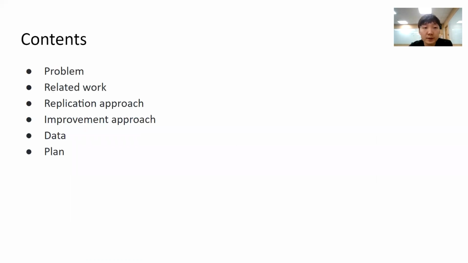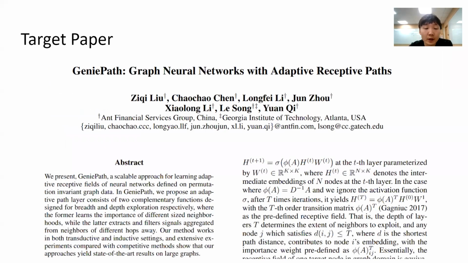This is a content list of our presentation. In our proposal, we will talk about this paper. As you can see from the title, this paper treats graph neural networks.